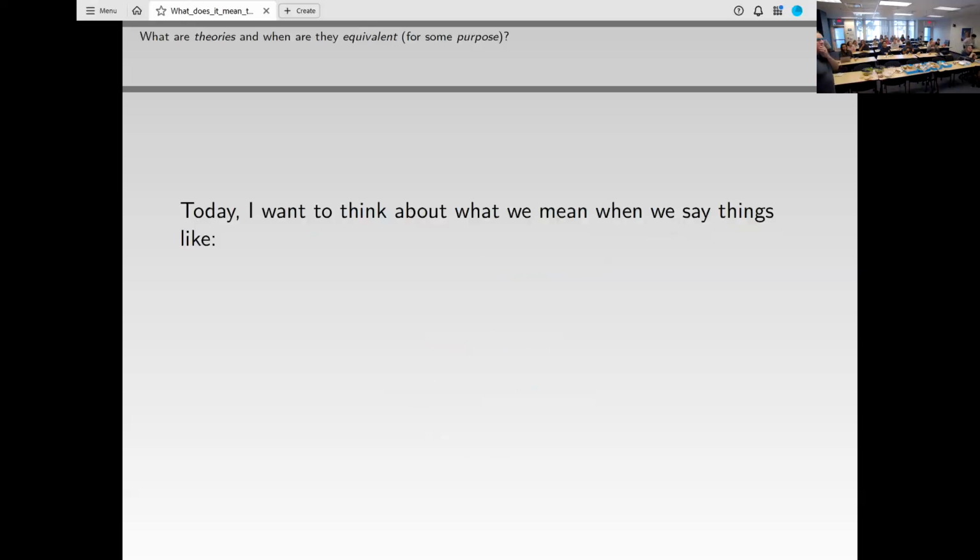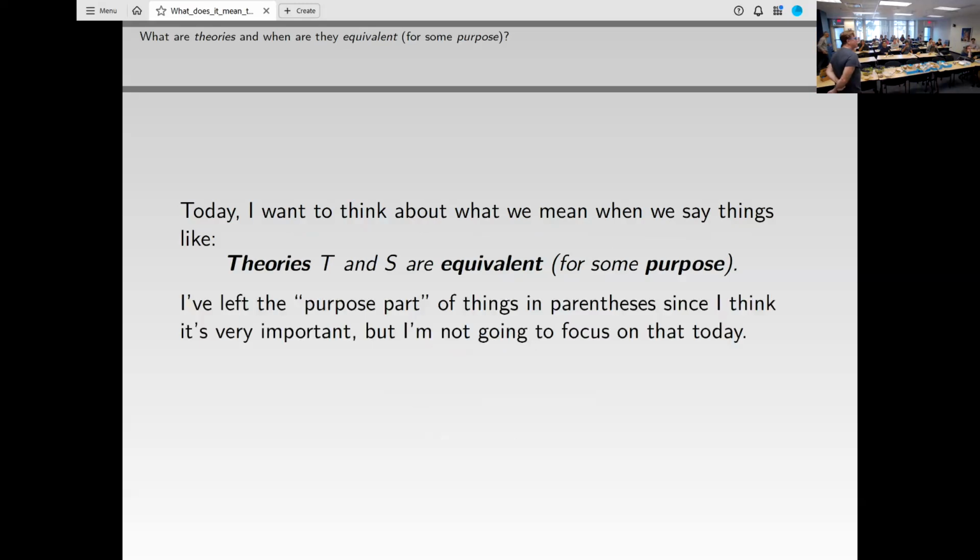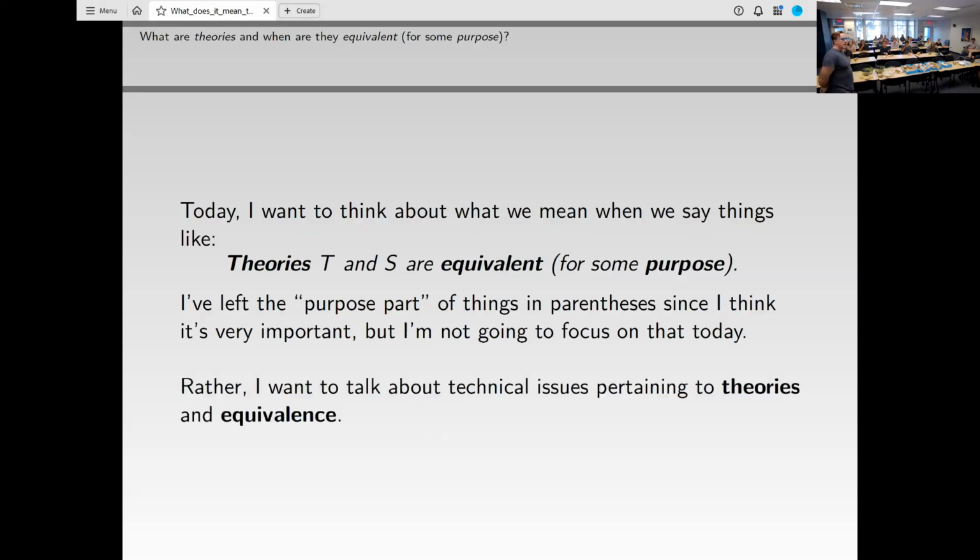Today I want to talk about a couple of things. So I want to think about what we mean when we say theories T and S are equivalent for some purpose. I've left the "for some purpose" part in parentheses because I think it's very important philosophically, but I'm not going to focus on that today. Rather, I'm going to focus on some technical issues pertaining to theory equivalence.